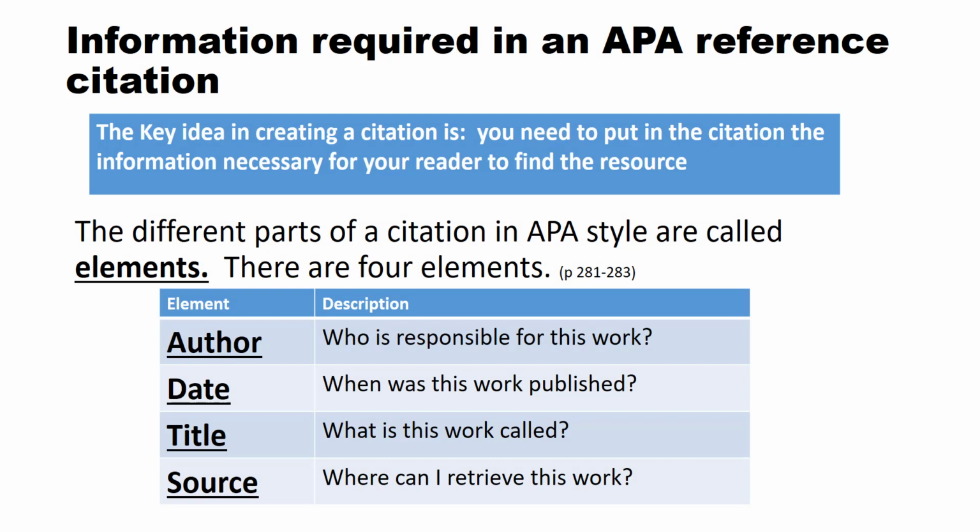This slide shows what is required in an APA reference citation. The key idea in creating a citation is you need to put in the citation the information necessary for your reader to find a resource. And the APA style has identified 4 parts of a citation that you need to have, and these 4 parts are called elements. There are 4 elements. The first one is the author, the next one is the date, the third one is the title, and the fourth one is the source.